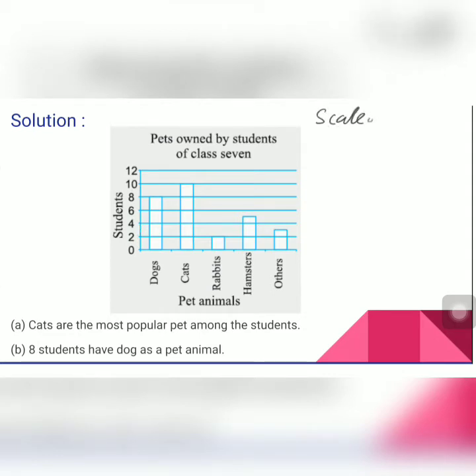Here the scale is 1 unit equals 2 students. Remember, this is the bar graph already given in the question, but whenever you are asked to draw bar graphs, don't forget to write the scale. The scale is the most important factor, because if the scale is not mentioned, you won't understand what the actual value is for each particular graduation made on the scale. So don't forget to mention the scale associated with the y-axis.